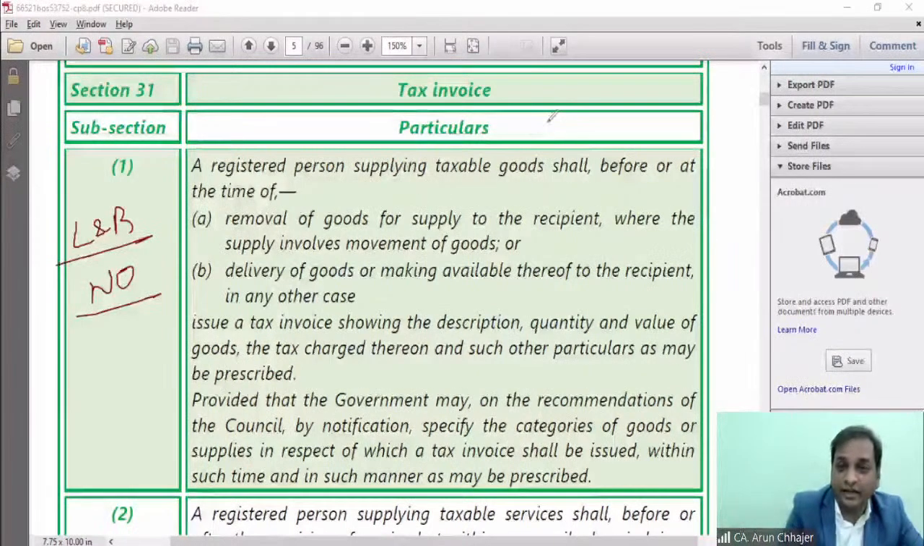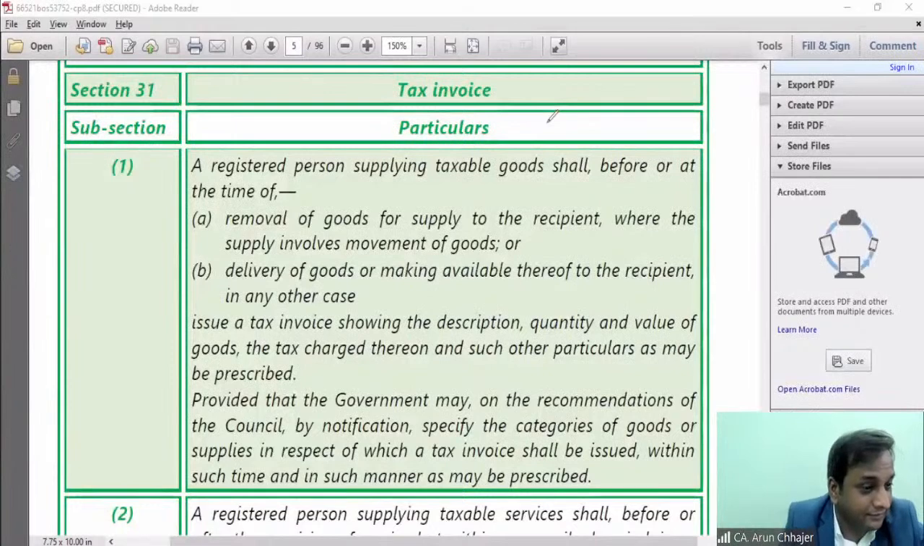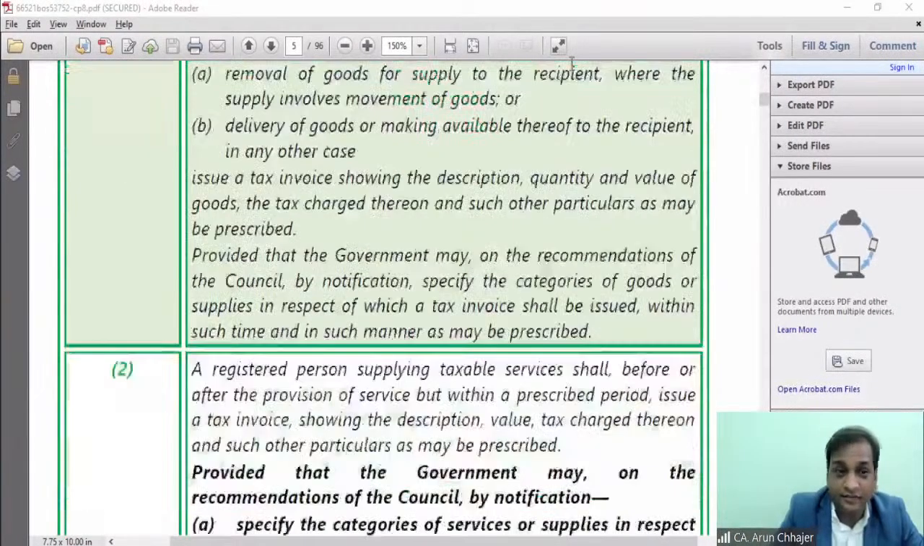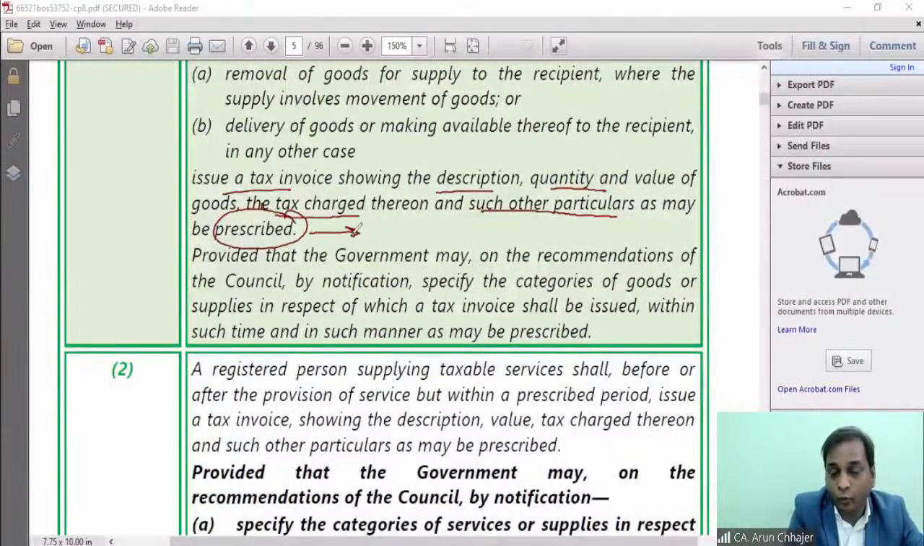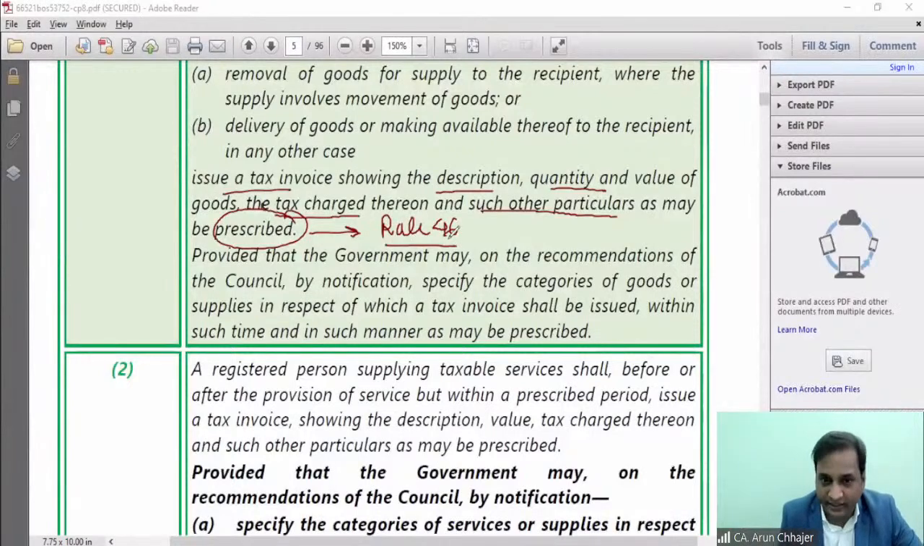Now I'm moving to the further part. Issue the tax invoice showing the description, quantity, and the value, the tax charged thereon, and such other particulars as may be prescribed. Whenever the word prescribed is there, we have to refer to the respective rule. So for this, we will refer to rule 46.